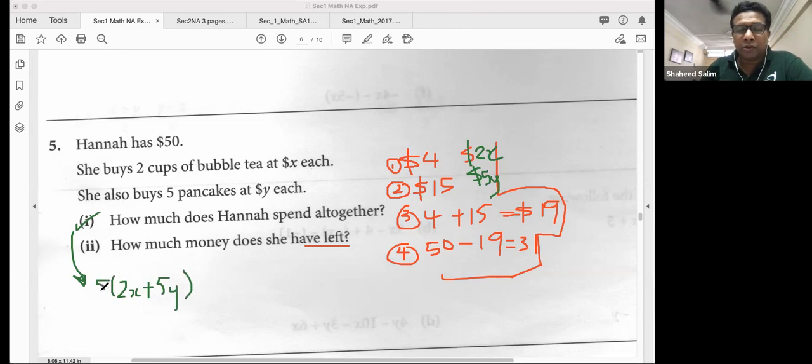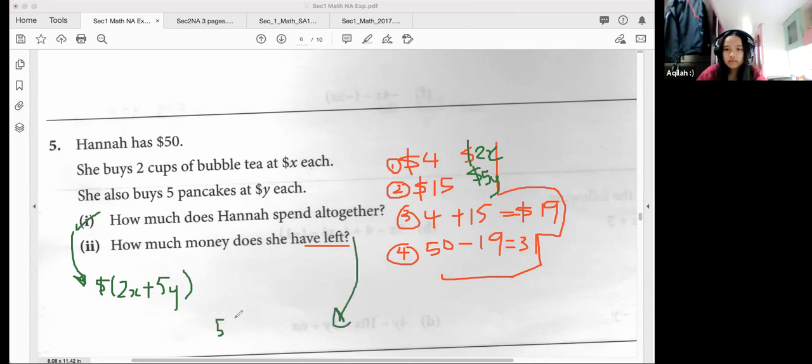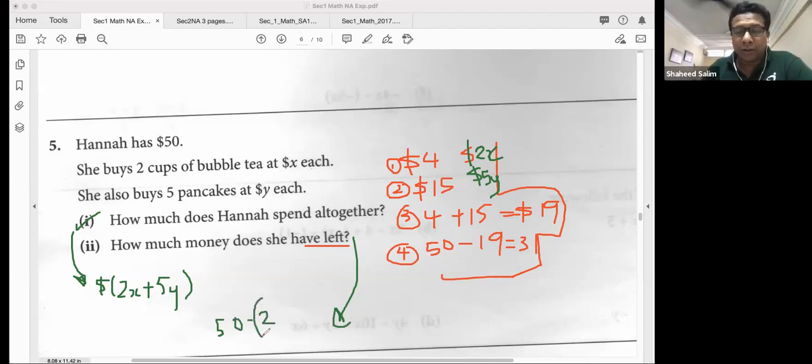Now, does it make sense to you at this stage? Because you have done the one with numbers, and you can see the correlation, right? And what about the next one? How much money does she have left? 50 minus 2x plus 5y. So in a bracket also, right? Like that. And maybe you want to use another bracket like this to put the dollar sign outside.